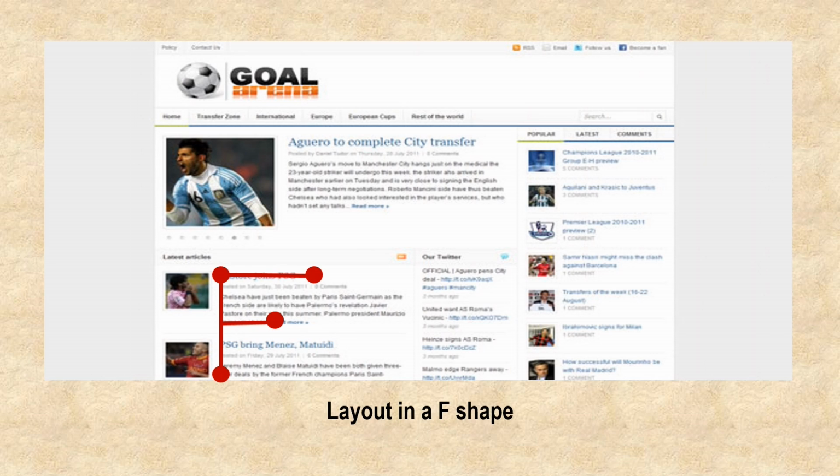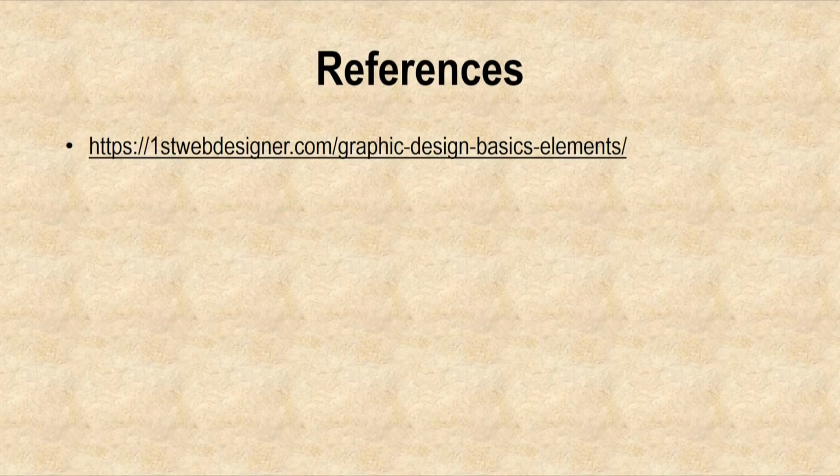The next image is about how to arrange the elements as per the F layout. So in this session we have covered some of the important image composition rules, and further the learners can refer to the details of all this from the given reference.